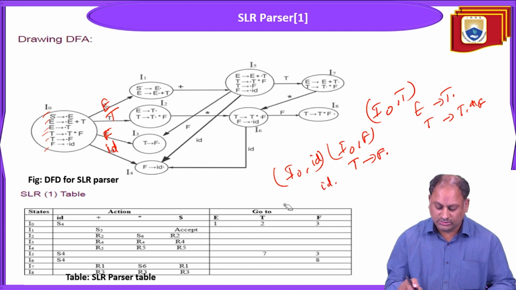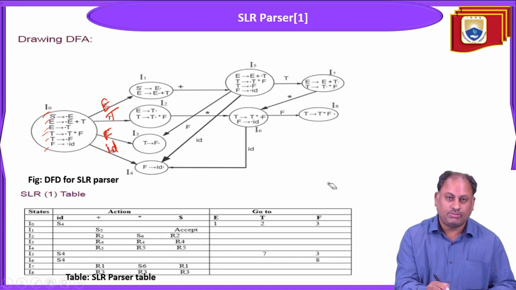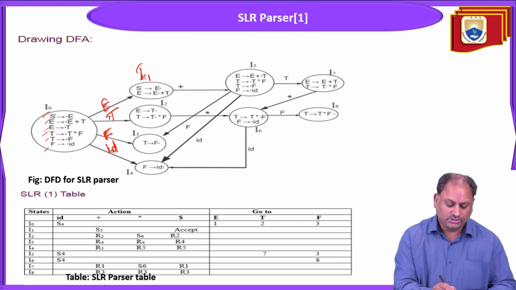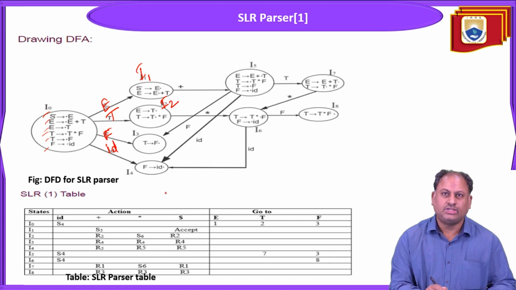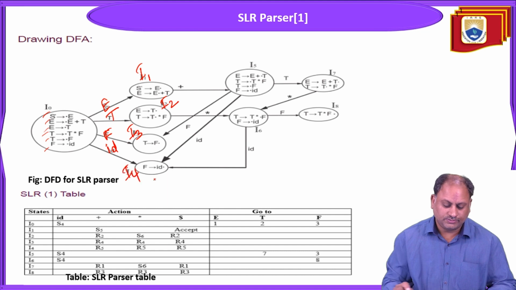So like this, initially we got a new state, so we are going to describe each new state, give a new number, that is I1. Say I1 is the new state which is formed after getting the closure of E. Next, after getting the closure of T, we are going to get a new state I2, and we are going to get a closure I3, and we are going to get a closure that is I4.